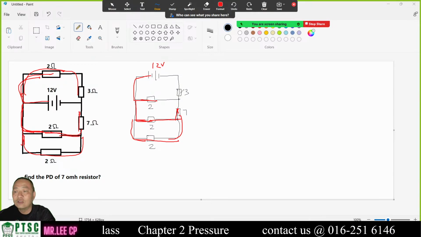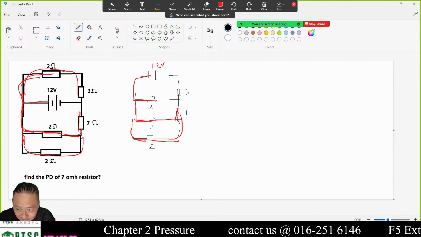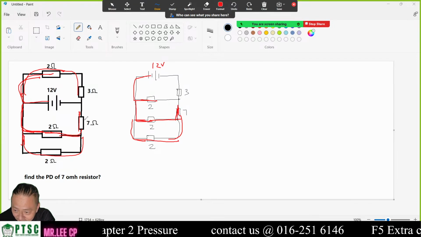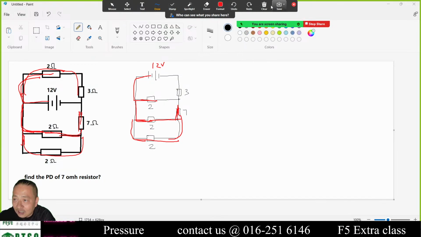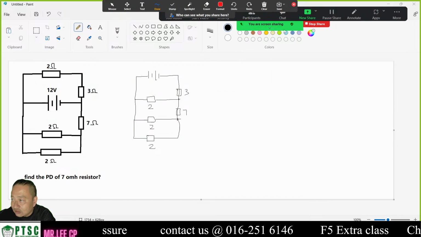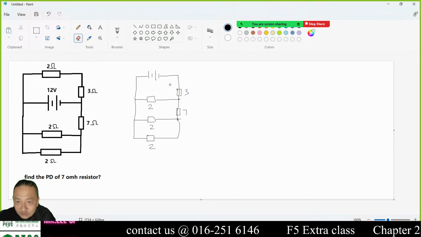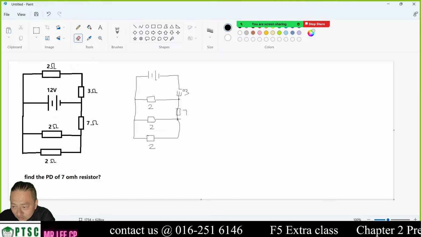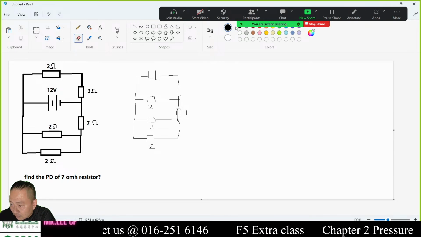This one is wrong. After 7, you combine with 2. Meaning this one is wrong. So where is this wrong one connected to? Where should I draw it to? I should draw it to here.